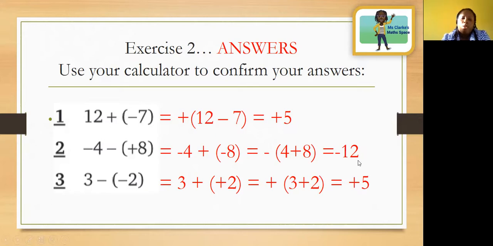Question 3. We have 3 take away negative 2. So the operation is take away. So we know that take away is the opposite of adding. So we now want to change the take away sign to a plus sign. So it becomes 3 plus, and in negative 2, we now want to replace it with the additive inverse of negative 2. The opposite of negative 2 will be positive 2. The additive inverse of negative 2 is positive 2. So you end up having 3 plus positive 2. And we know that 3 plus 2 is 5.